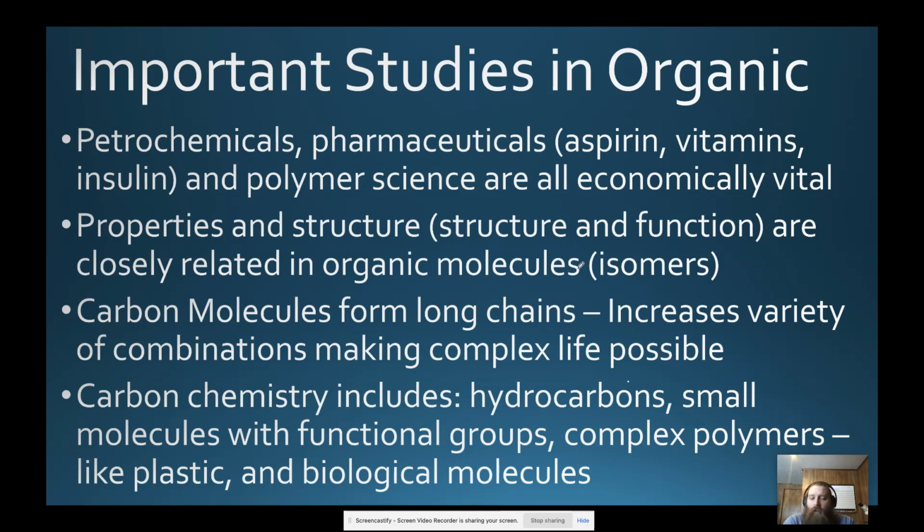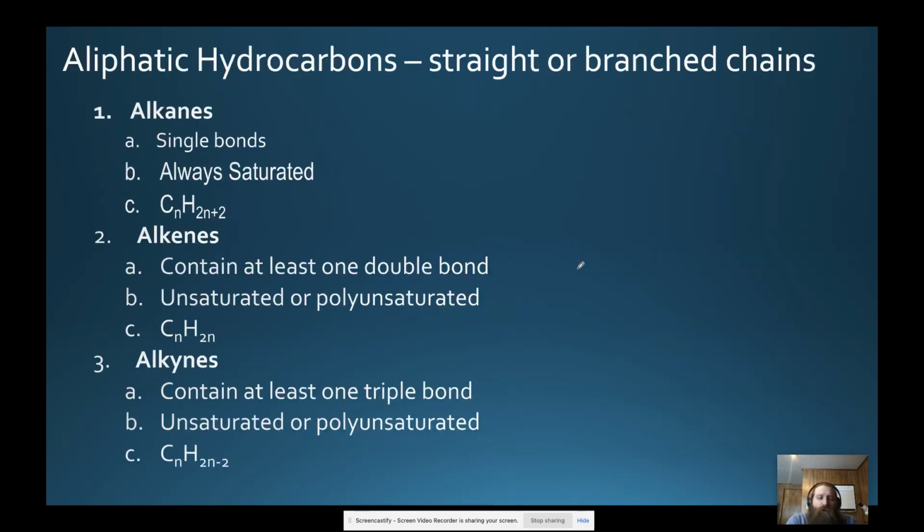Now, when we look at carbon chemistry, we're going to talk about hydrocarbons, which are carbon and hydrogen groups. We're going to look at functional groups, which are side chains on a parent carbon molecule. And then we're going to look at some complex polymers like plastics or things like lipids or triglycerides, right? Our biological molecules, proteins, that kind of thing. So, first thing we need to understand is that there are three basic groups of hydrocarbons. There are the alkanes, the alkenes, and the alkynes. Alkanes are single bonded hydrocarbon chains. So it helps if we draw these out.